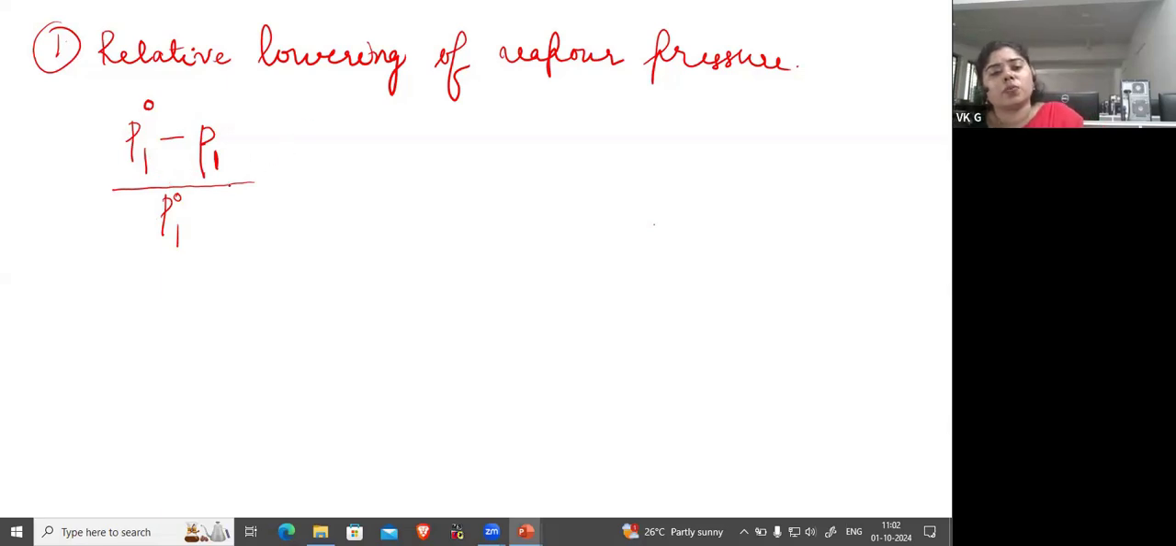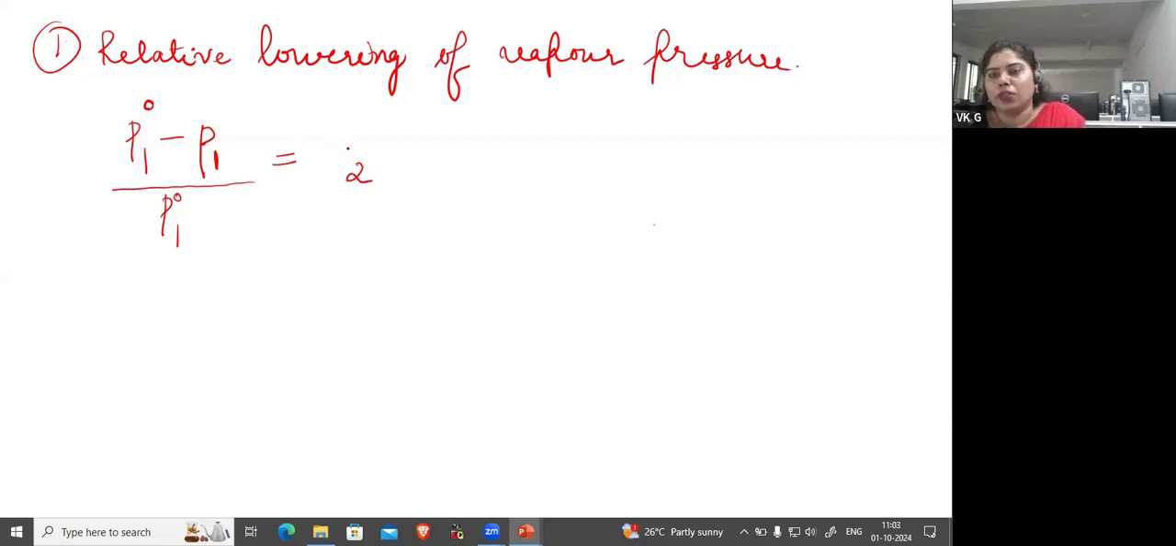So P1 naught minus P1 divided by P1 naught will be equal to... whom should I blame? Not the salt, but the solute. Any property where we blame the solute, we call it a colligative property. So I have to blame it on solute 2. Just remember it is called solute 2, so its number will be 2. You can just blame it on solute, correct?